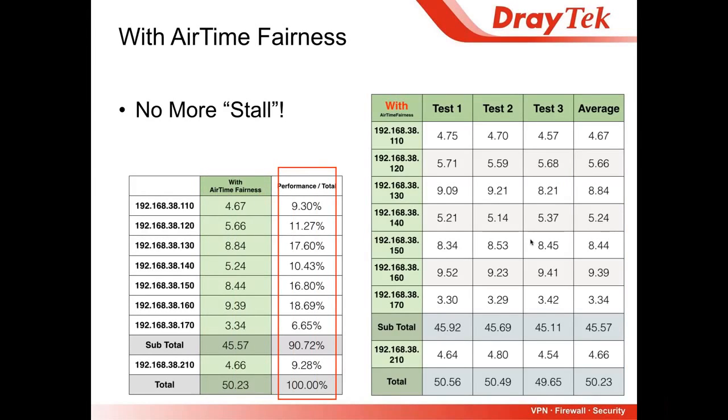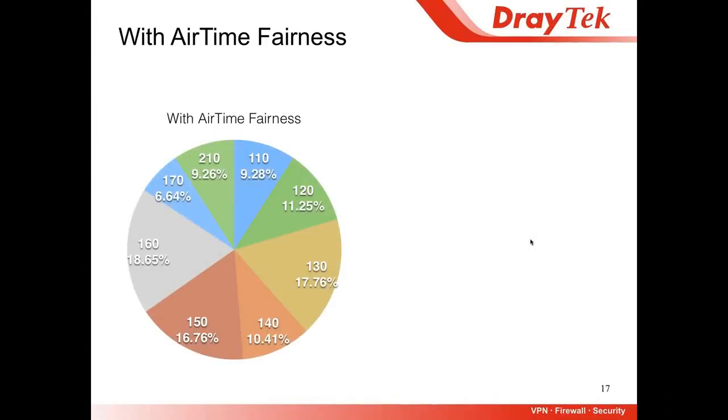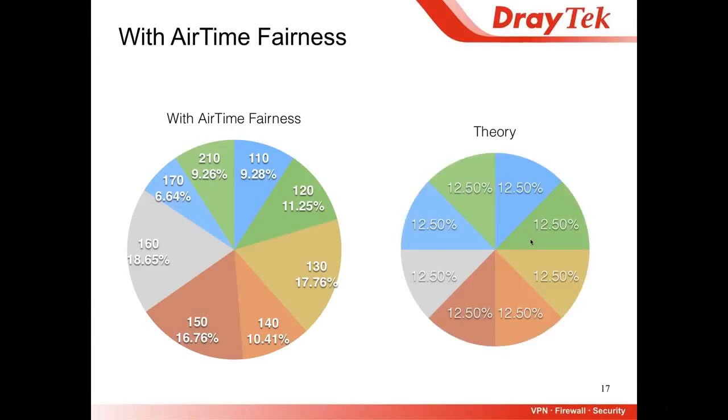And then we draw this pie chart again. Compared to the theory, we are getting closer now. You can see 110 and 170 got more airtime now, and 112 got decreased. Also 130 got decreased. So overall, we are getting closer to the theory.